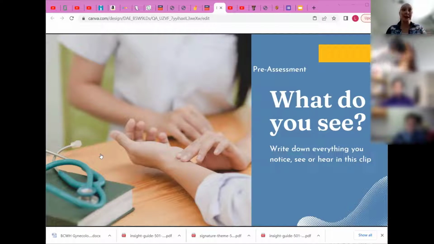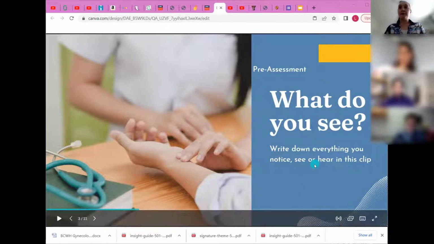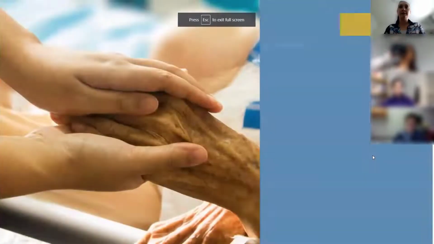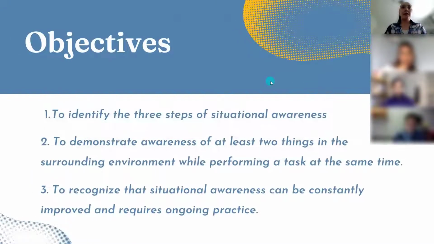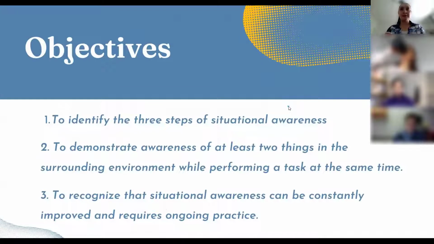We do this every day, but can I add an extra element now? And we'll do that in just a moment. I just want to get to our objectives. So I want you to identify the 3 steps of situational awareness to demonstrate the awareness of at least 2 things in the surrounding environment while performing a task at the same time. That's the one that's a bit harder. And to recognize that situational awareness can be constantly improved and requires ongoing practice.